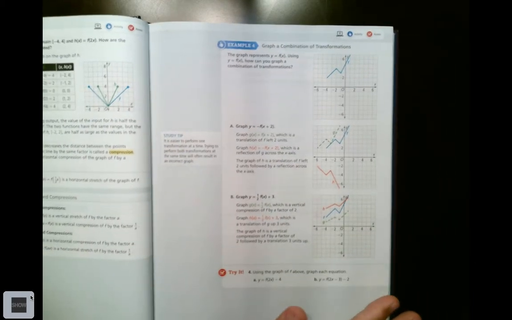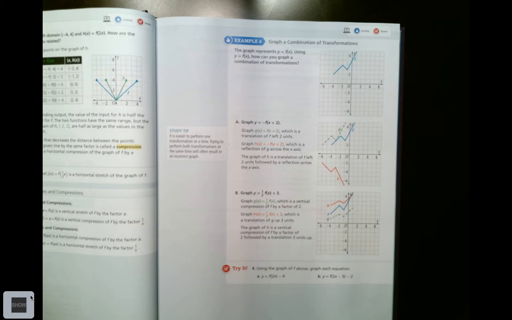With example 4, this is just talking about how you don't have to do one transformation at a time. A specific function can have all the transformations, 2, 3, 1, none. It just kind of depends on the function. That's what this is getting across, is that you can take a function and apply multiple transformations at once.